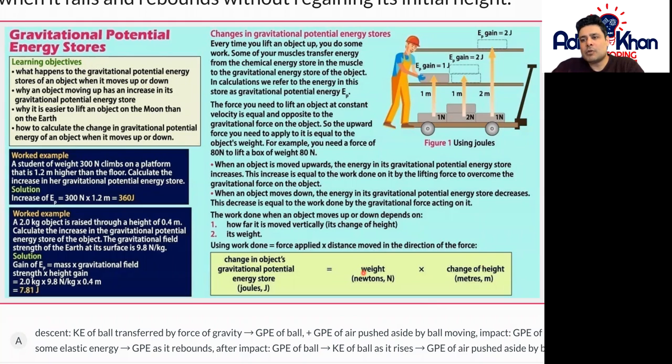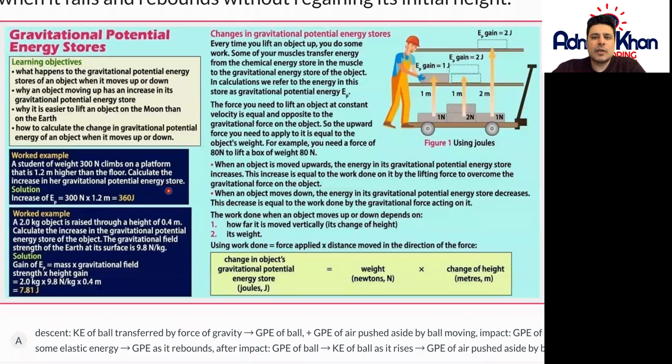So weight multiplied by change of height equals the change in the object's gravitational potential energy store. And the energy is going to be measured in joules or kilojoules. So there are 1,000 joules in 1 kilojoule. You've got a couple of worked examples here. So let's have a look at the first worked example.